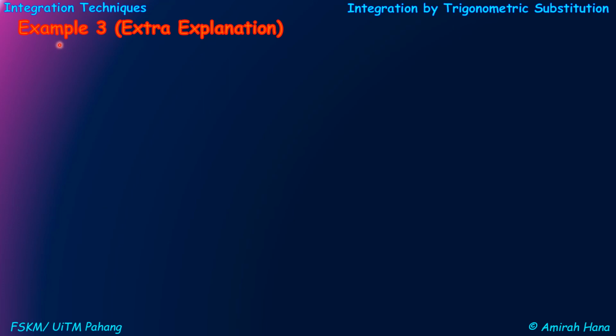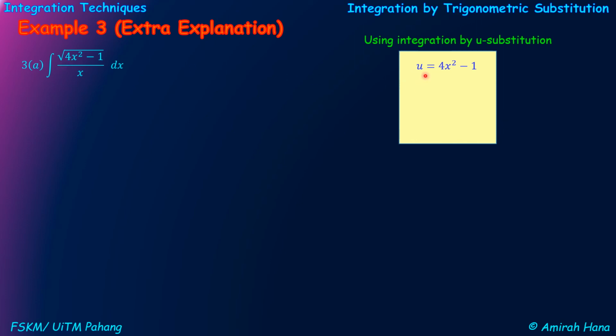Alright, now we look at example 3, but with extra explanation. Let's say I write example 3 now as example 3a. From example 3, we have the integration of square root of 4x squared minus 1 over x dx. Let's say we want to use integration by u substitution, and we take u equals 4x squared minus 1. Remember when we use u substitution, we have a derivative part and an integration part. In the derivative part, we need to differentiate, so we have 8x, and then we write dx as the subject, so we have du over 8x.